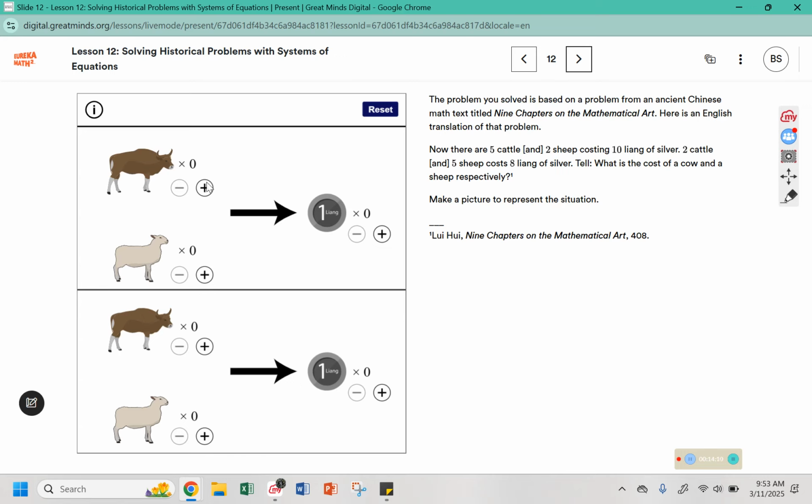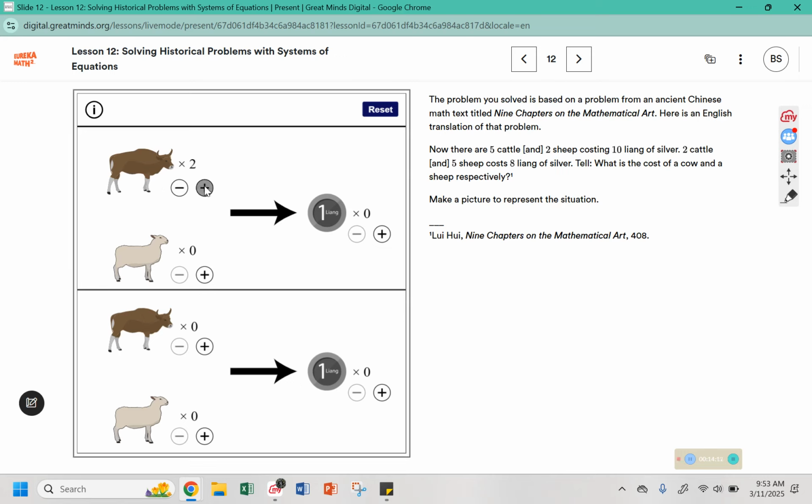Make a picture to represent the situation. So that first one would show 5 of the cattle and 2 of the sheep would be 10 silver. Then in the second equation, we would have 2 cattle and 5 sheep, and that costs 8.